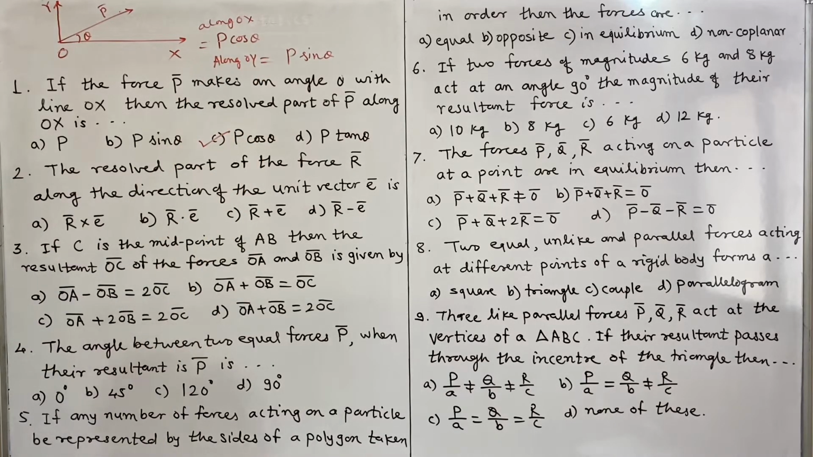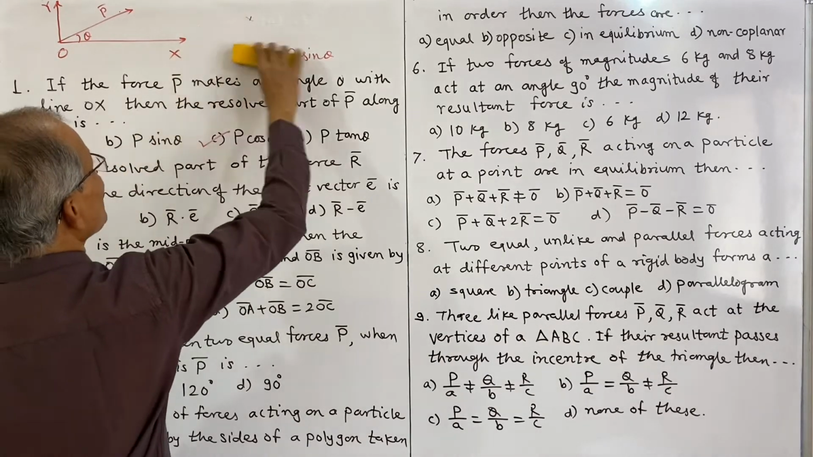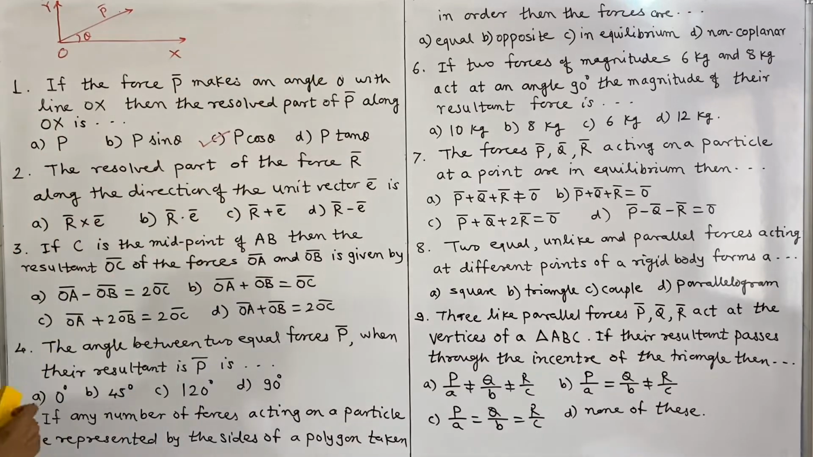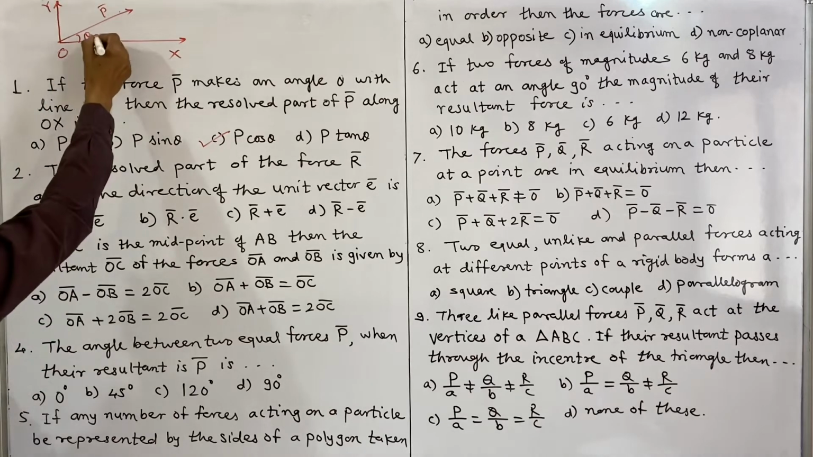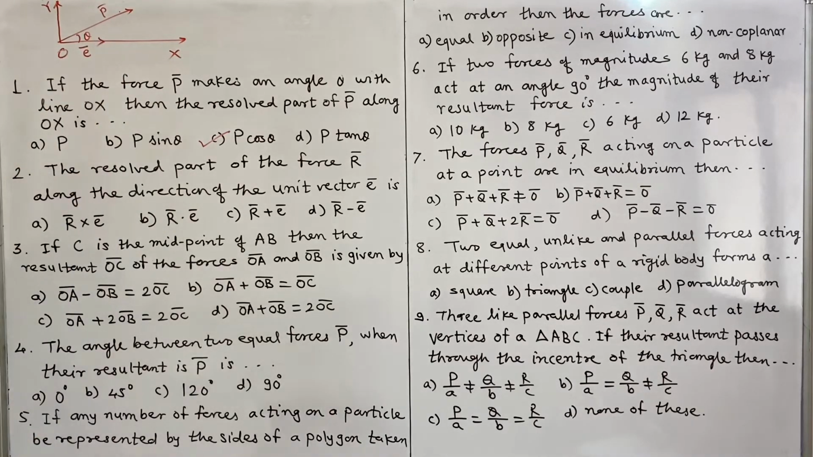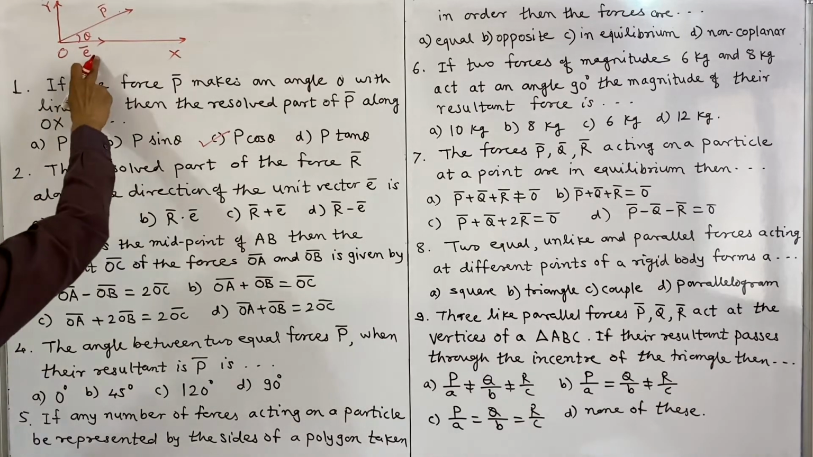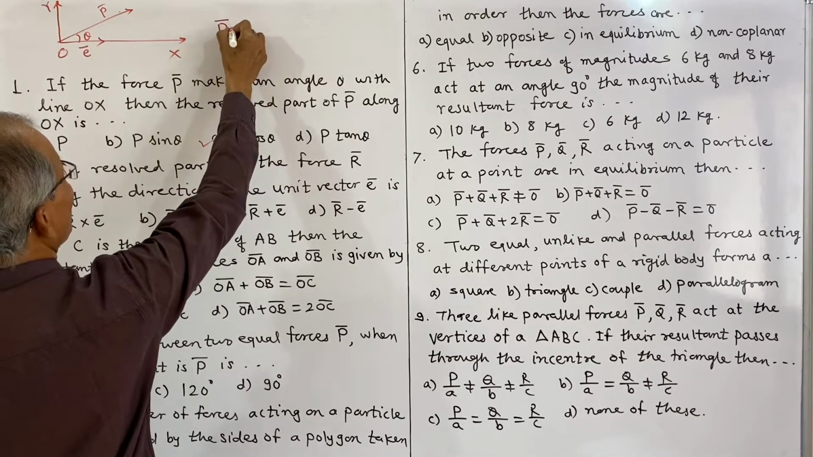Next one: the resolved part of the force R along the direction of unit vector E bar is? This is dependent on the same idea. Instead of the line OX, we may consider the unit vector along the line OX as E bar. Now, what is the resolved part of the force along this unit vector E bar? That will be given by the dot product of P and E.